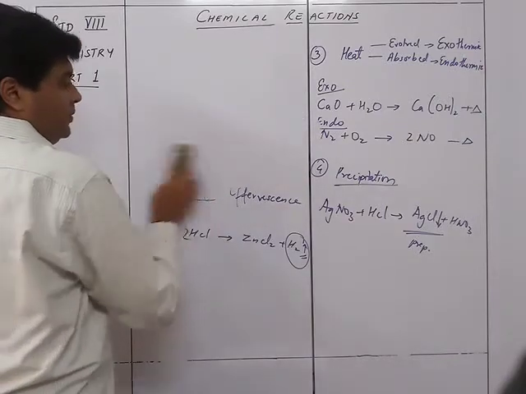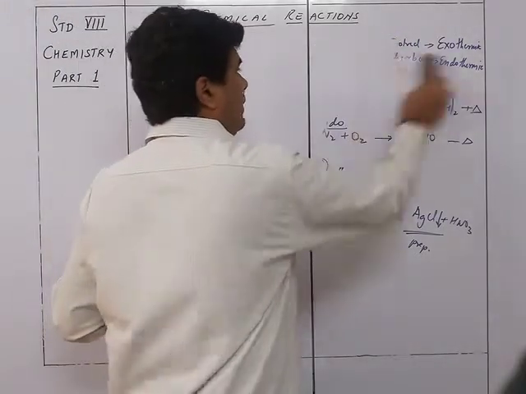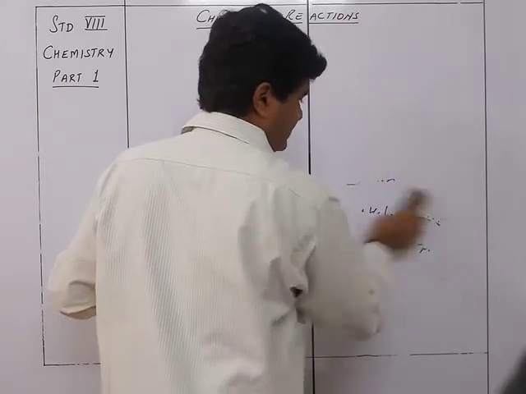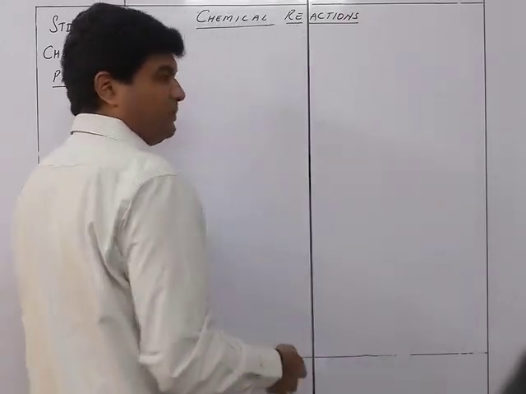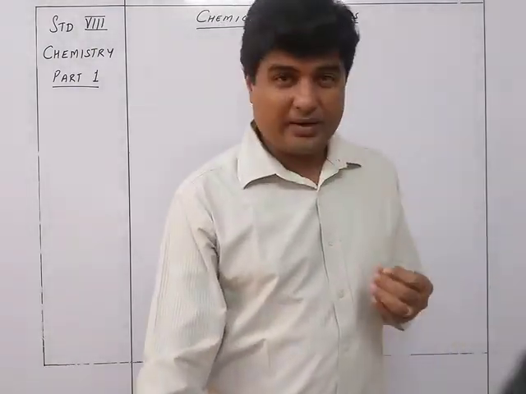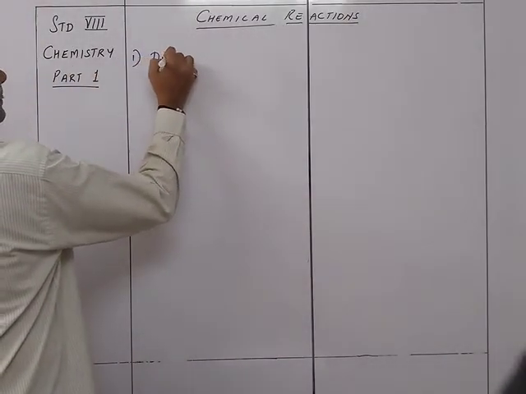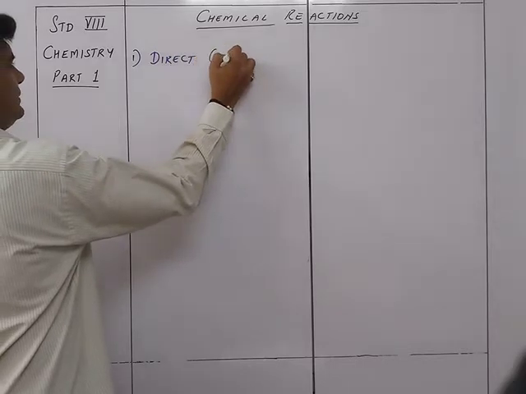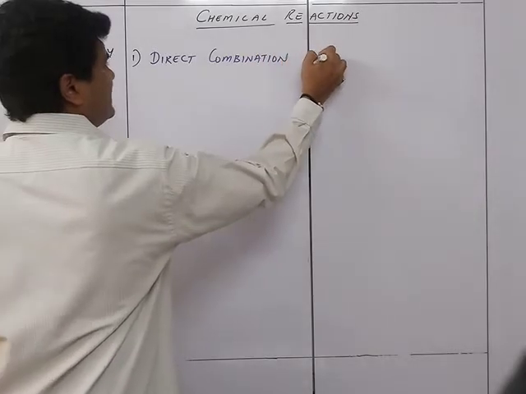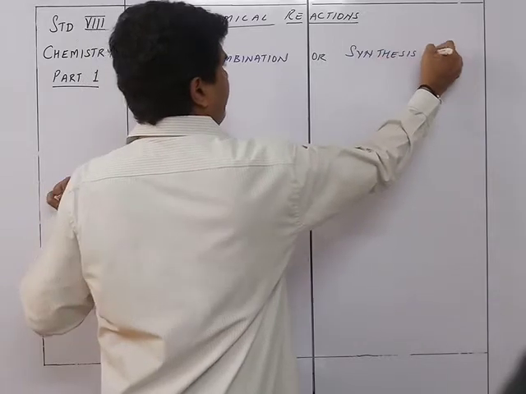So the first thing we see is that reactions are going to take place in four different types. There are four different kinds of reactions. Of course, there are others also, but the main ones, which are going to be the key ones, are four in nature. So the first one is called direct combination, or synthesis reaction.